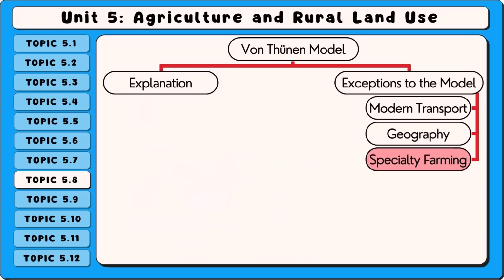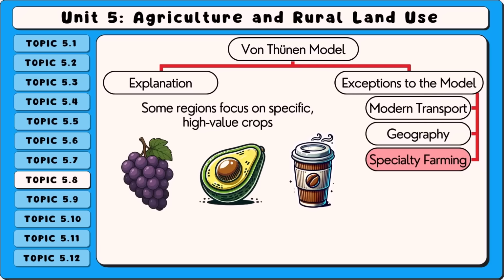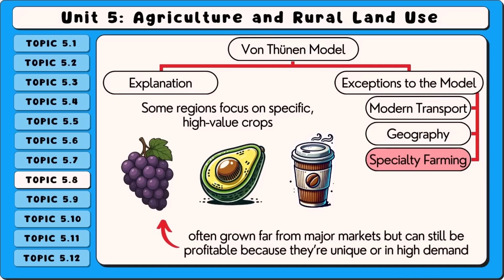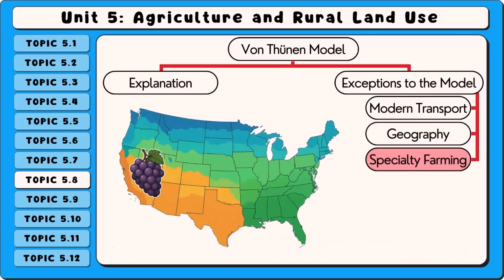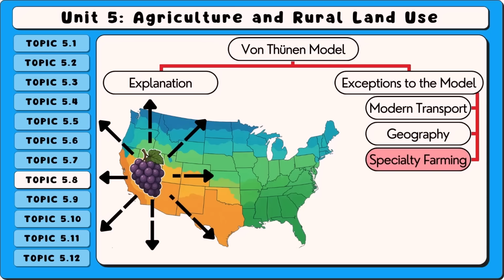The third reason is specialty farming. Some regions focus on specific high-value crops like wine grapes, avocados, or coffee. These products are often grown far from major markets but can still be profitable because they're unique or in high demand. For example, vineyards in France or California exist in specific climates, not based on distance from a city, and sell their products globally, not just locally.